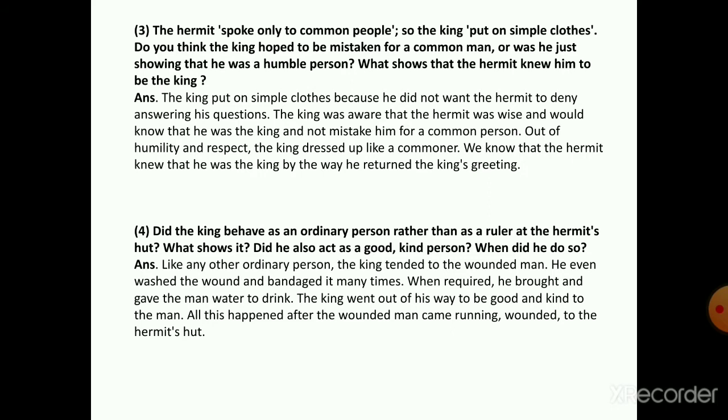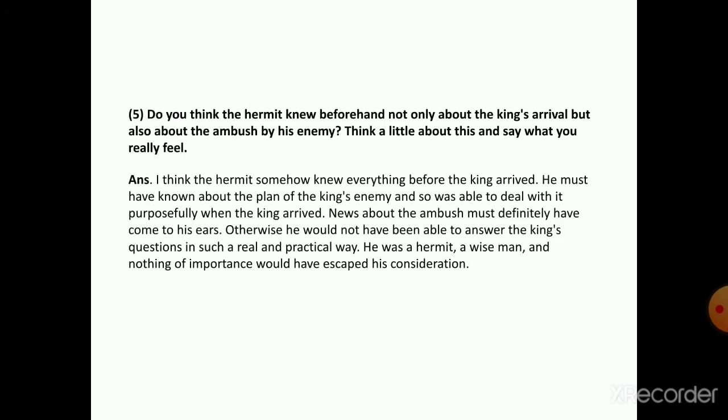And now this is the last question. Do you think the hermit knew beforehand not only about the king's arrival but also about the ambush by his enemy? Think a little about this and say what you really feel. Answer is, I think the hermit somehow knew everything before the king arrived. He must have known about the plan of the king's enemy and so was able to deal with it purposefully when the king arrived. News about the ambush must definitely have come to his ears. Otherwise, he would not have been able to answer the king's questions in such a real and practical way. He was a hermit, a wise man, and nothing of importance would have escaped his consideration.